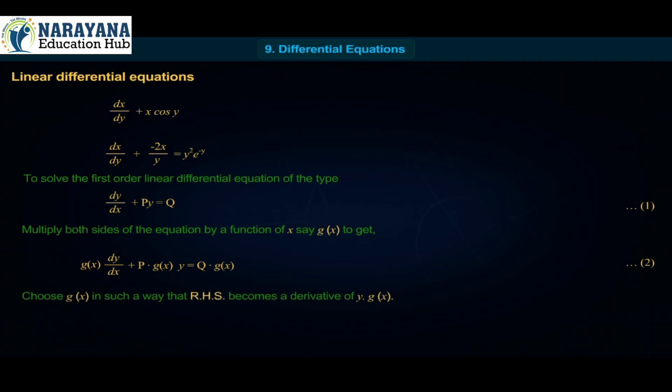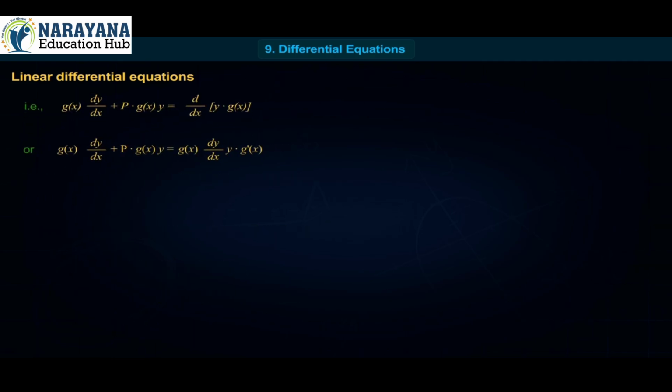Choose g of x in such a way that the left hand side becomes a derivative of y into g of x. That is, g of x dy by dx plus p into g of x into y is equal to d by dx of y into g of x. Or g of x dy by dx plus p into g of x y is equal to g of x dy by dx plus y into g dash of x, which implies p into g of x is equal to g dash of x, or p is equal to g dash of x upon g of x.